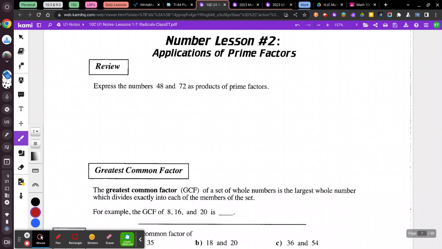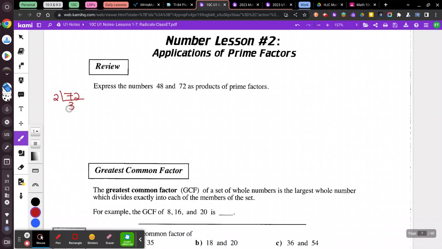Okay, welcome to Unit 1, Lesson 2. We are covering applications of prime numbers. So with our prime factors, we want to prime factorize either number. There's two ways again, division table or tree diagram. I'm going to do one as a tree diagram and one as a division table. I'm going to do 72 as a division table.